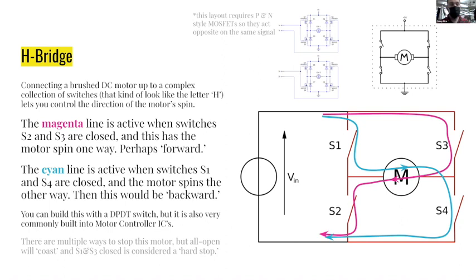And if that's forward for the motor, I can instead leave those open and close switch 1 and switch 4. And current passes the other way through the bridge of the H, and then it runs backwards, right? I don't know which one would be forward or backwards, but you can get it to pass through that motor in opposite directions, which would let you run that motor forward or backwards.